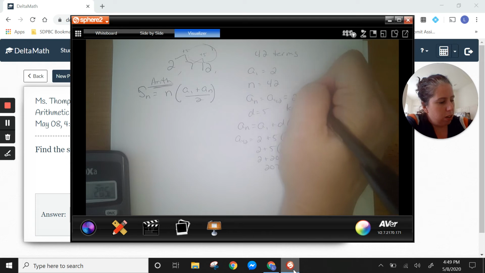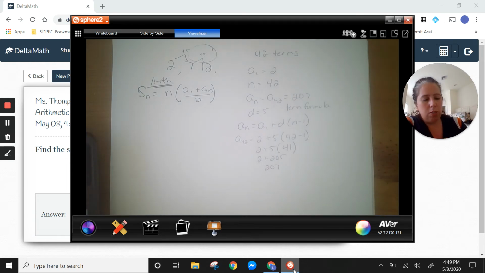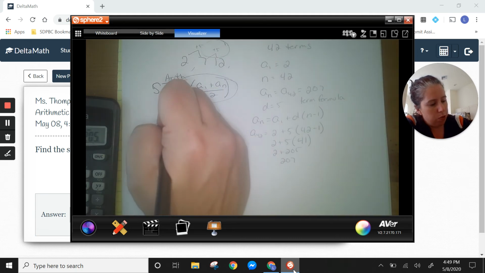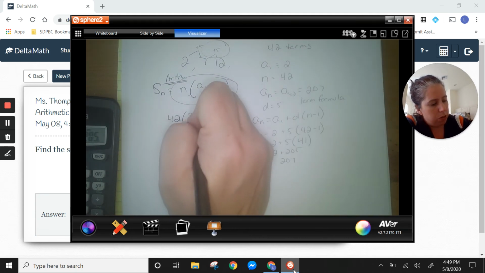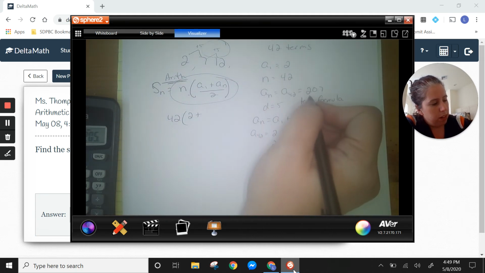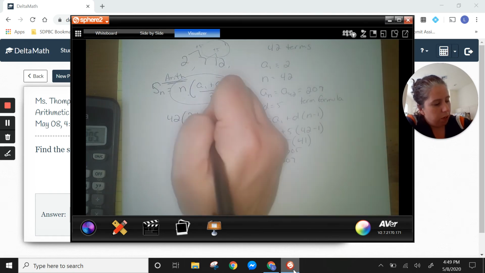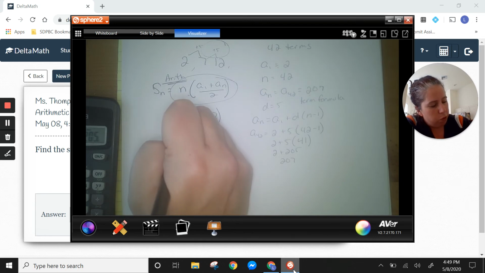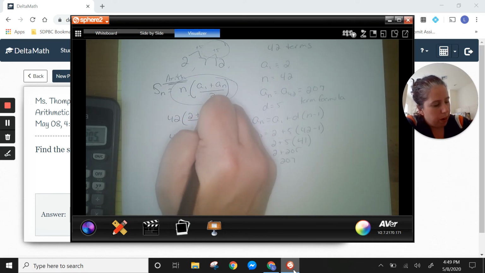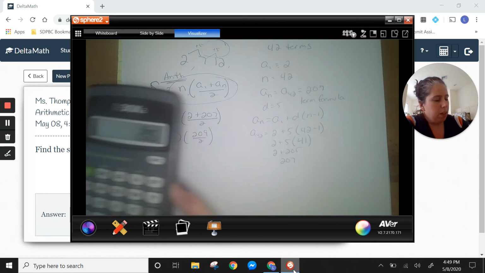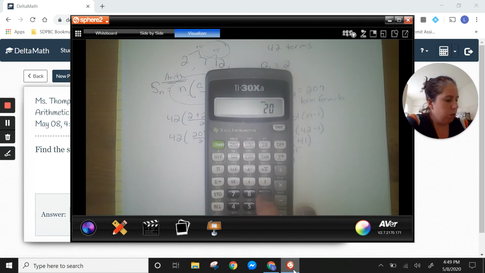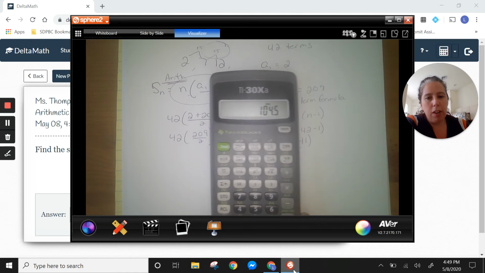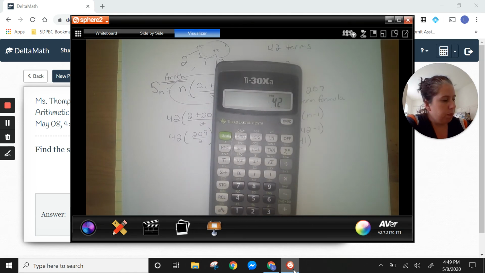That's this. You're not done. Don't put 207 as your answer. Now you've got to plug it in here. So N is 42, times A1, which is 2, plus AN, which is 207, divided by 2. So it gives me 42 times 209 divided by 2. No rounding, right? So 209 divided by 2, enter. I get 104.5, times 42.